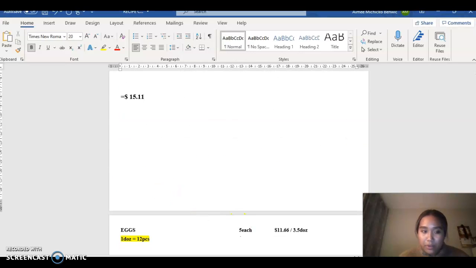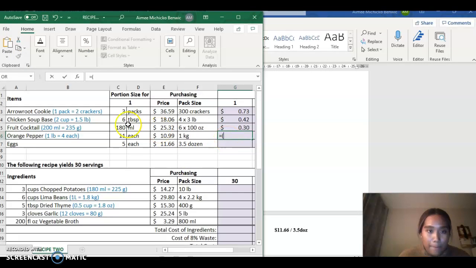Let's plug it into our Excel. So 11 peppers divided by 4, multiplied by 500 divided by 1,000 grams, then multiplied by the price of $10.99. Just skip dividing by 1, because dividing by 1 doesn't make any change anyway. So that gives us $15.11 as well.